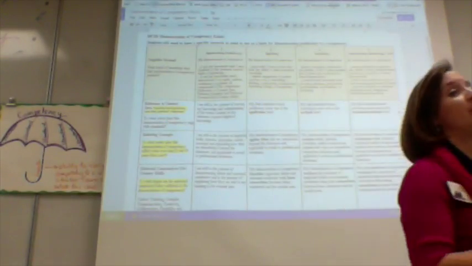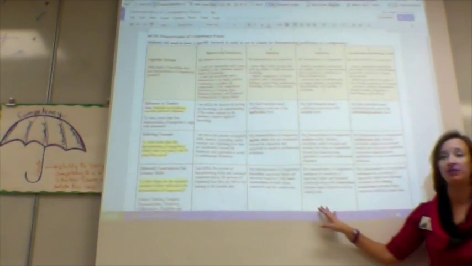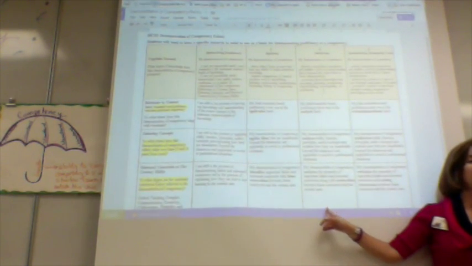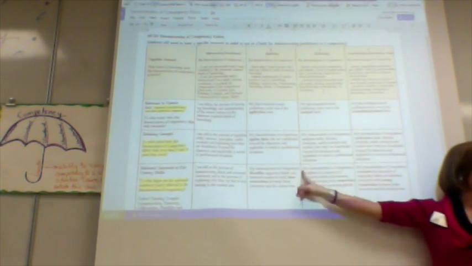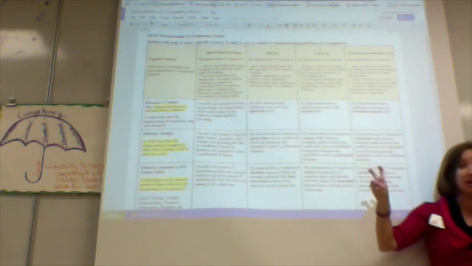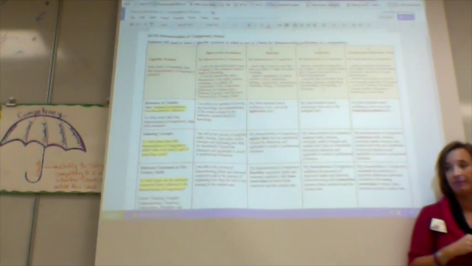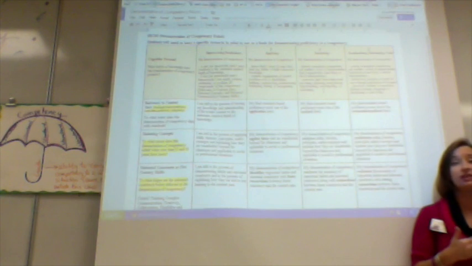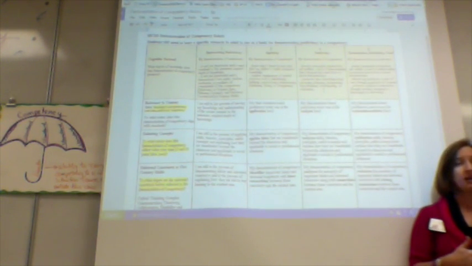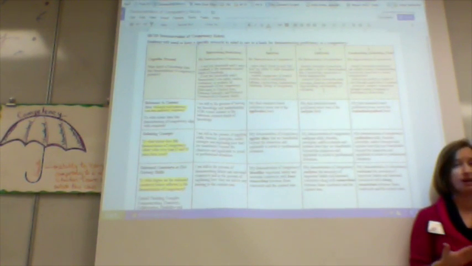Okay, this is the demonstration of competency rubric. This is the thing you have to demonstrate. This is how you get the grade, so to speak. Okay? So a lot of you've done the skills, you've done the projects. And what have I told you so far about how that figures into your overall grade?